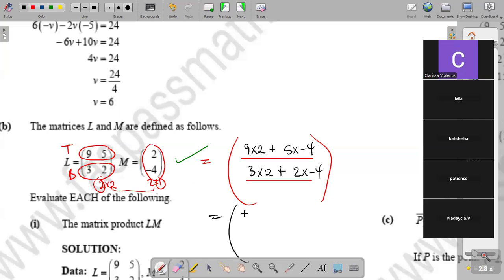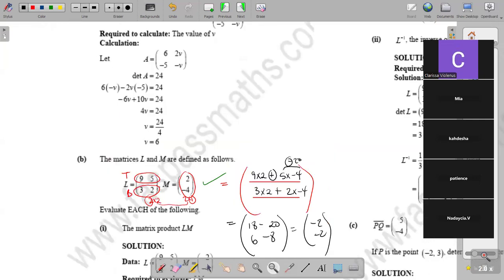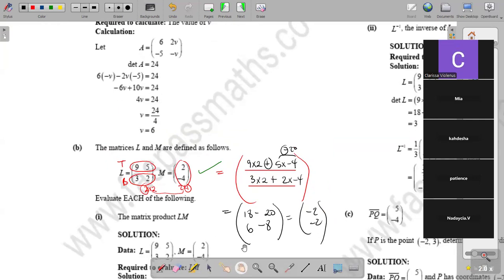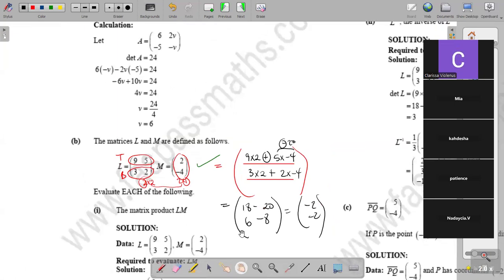So the next step is to work it out. That's 18 minus 20, and everybody should know why, because this is going to give me -2, and a positive and a negative is going to give me minus. And this is going to give me 6 minus 8. Same thing. So my final answer is, drum roll, -2, -2. If you got that, excellent job, guys. If you didn't get it, I hope you see where you're making mistakes and you work on it.